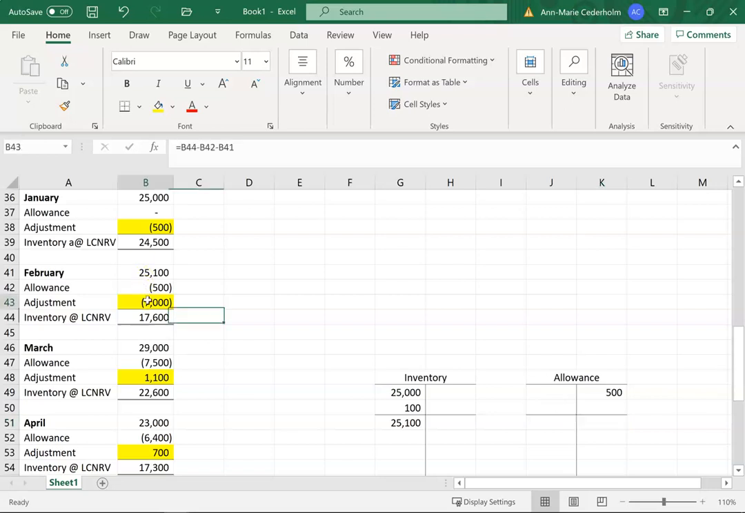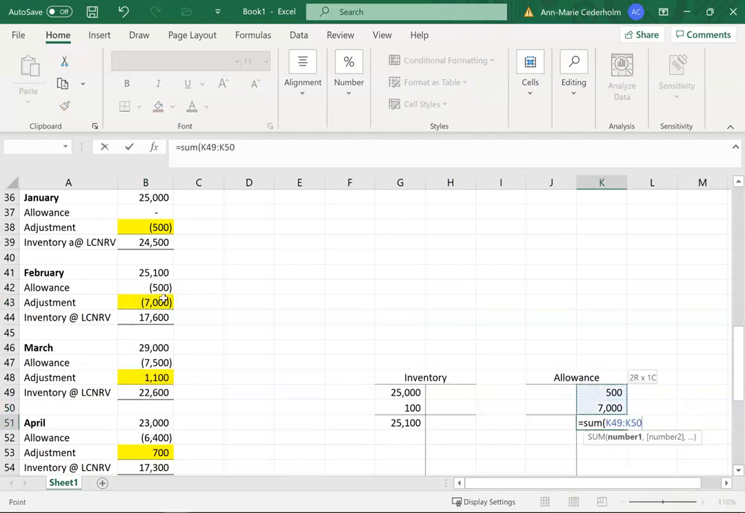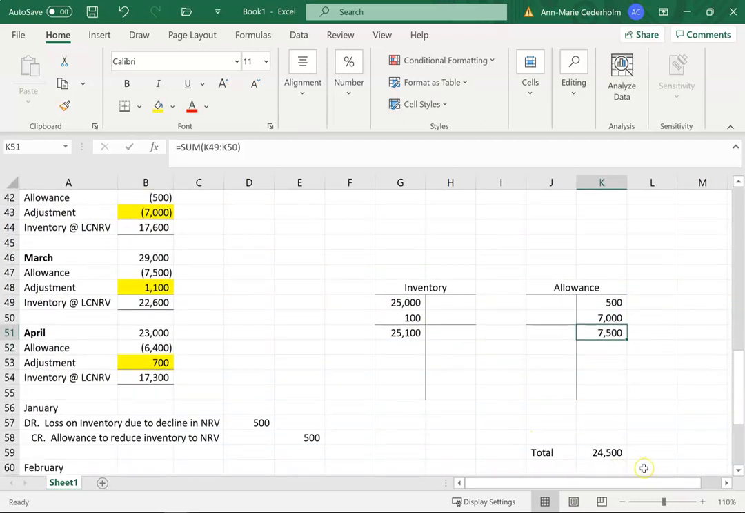So remember I said to make an adjustment of 7,000 credit. So then if I have the balance sitting at 7,500, then when I take 25,100 minus 7,500, that gives me 17,600, which is the amount that I want. And then we'll do it again. So in March, we have a bunch of transactions occurring during the month, and then my inventory ends up being at 29,000.